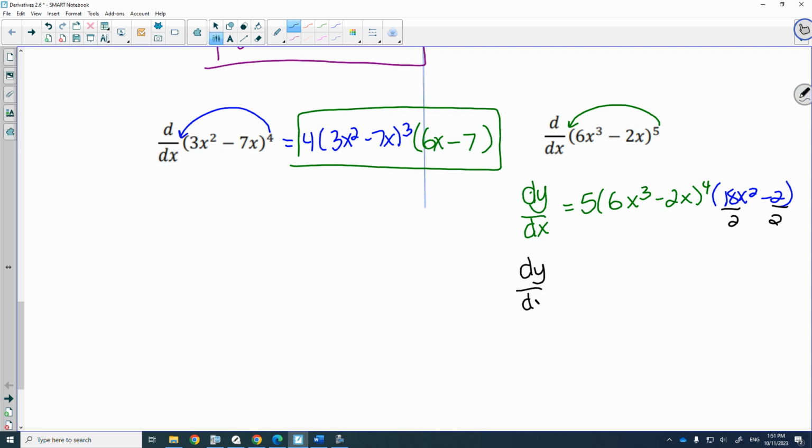dy dx is equal to 5 times 2 is 10. And then that bracket would be 9x squared minus 1. Oh, that's actually a difference of squares if I really wanted to. 3x minus 1, 3x plus 1. And then this guy, 6x cubed minus 2x to the 4.